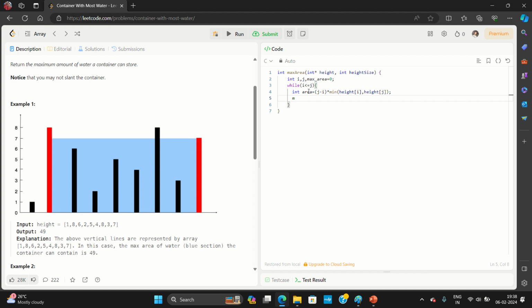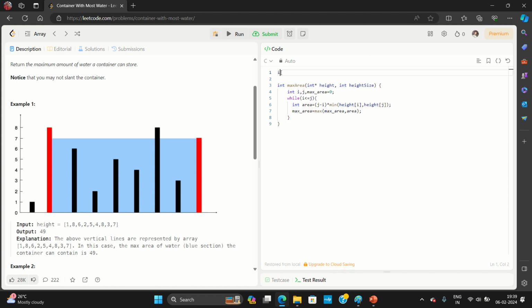And what will be max area? In case of max area, we can say max area will be the maximum of the present max area. Whatever we are doing, you can write this using if else also, but using functions looks good, right? So maximum of max area, the present max area, and the area that we are getting in this area variable. So we need to write these two functions, that is the minimum and the maximum.